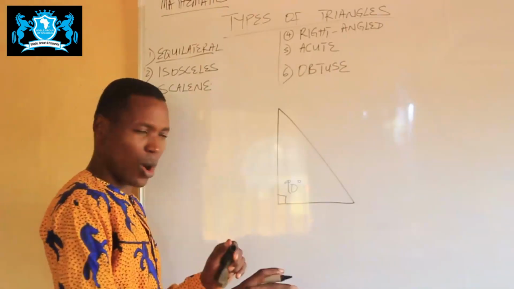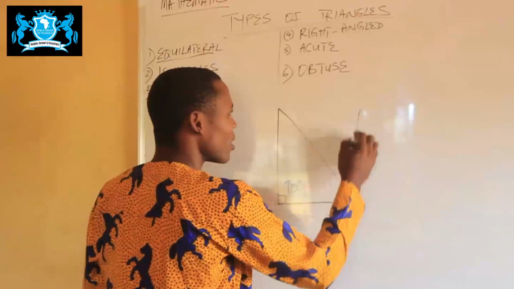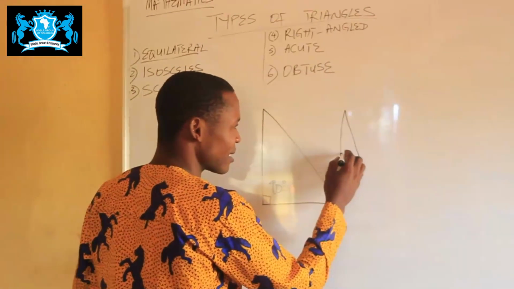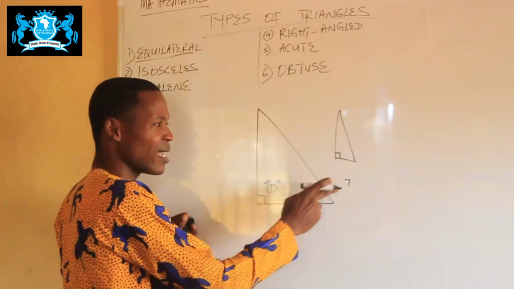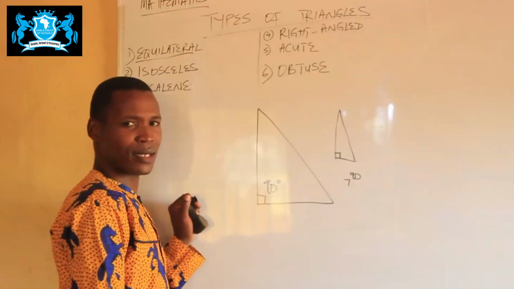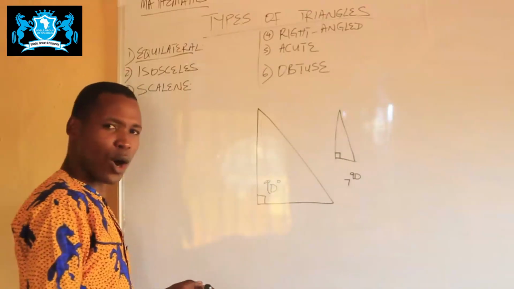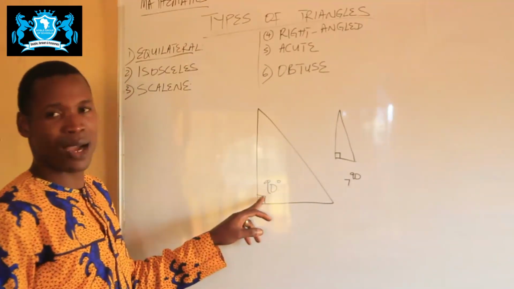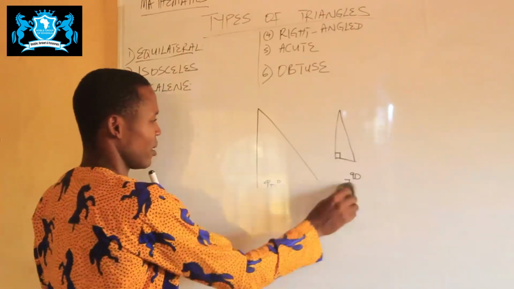Any triangle at all in which one of the angles is 90 degrees. Now, if they draw the triangle this way and put this sign, whenever you see a sign like this in a triangle, know that that place is 90 degrees. So we call it a right angled triangle because one of the angles is equal to 90 degrees. I'm sure you know that.